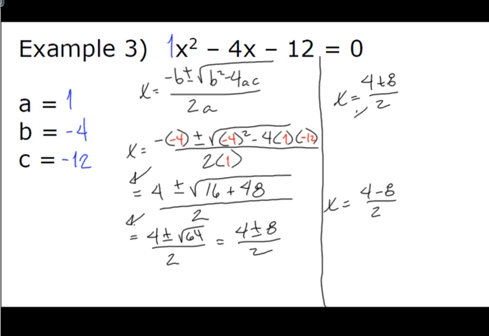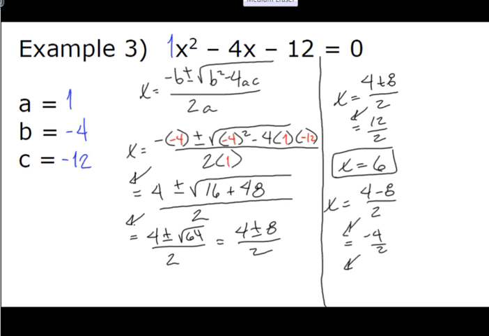For this top one, this is going to be 12 over 2. X is equal to 6. The bottom one, this will be 4 minus 8, which is a negative 4 over 2. Therefore, we get x is equal to negative 2.